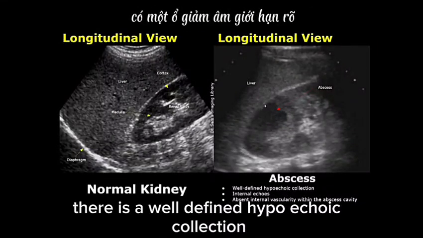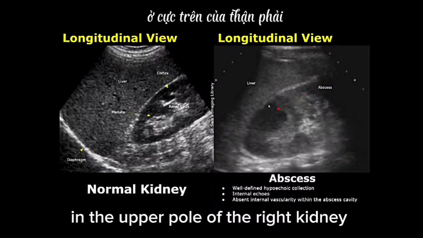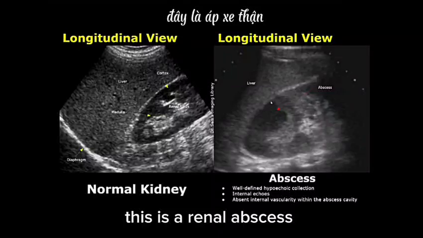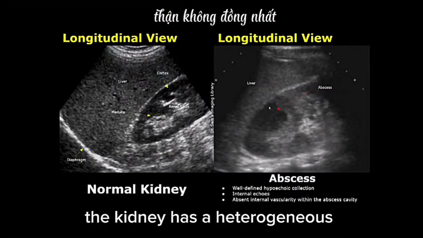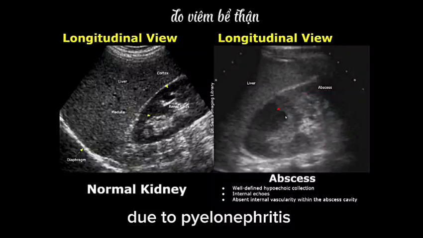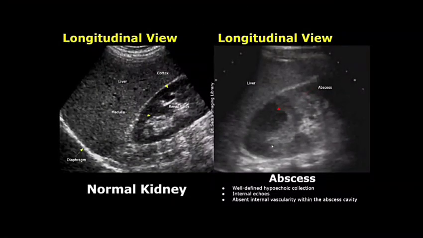On the right, there is a well-defined hypoechoic collection in the upper pole of the right kidney. This is a renal abscess. The kidney has a heterogeneous and hyperechoic appearance due to pyelonephritis.